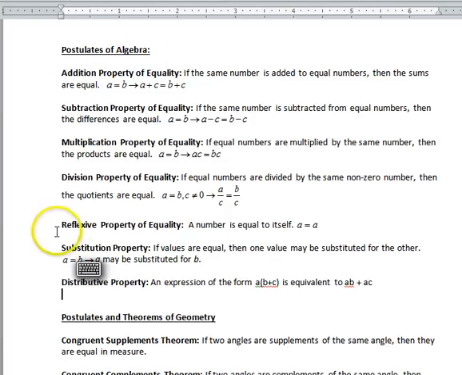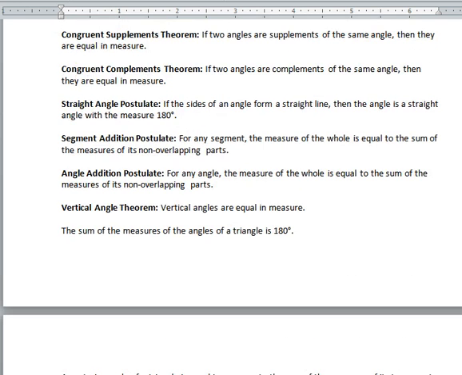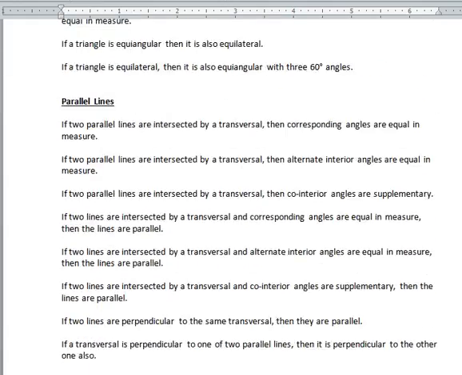The main things that we're going to be using are the reflexive property and the substitution property, and most of the properties we'll be using are going to be on these first two pages. The congruent supplements theorem, vertical angles, and then we'll be working with these theorems that involve parallel lines. I'll point them out to you as we come to them, but you want to be real familiar with the theorems and what they say. That way we know when we can use them.